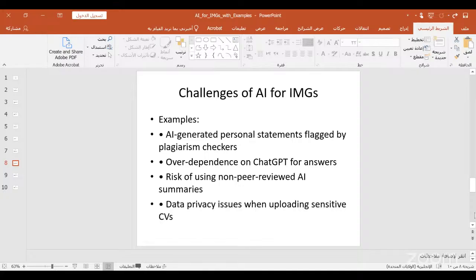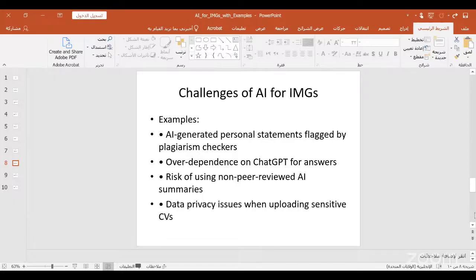Data privacy issues when uploading sensitive CVs, and this is very important. Do not upload your CV directly into AI tools to generate it. There are now a lot of AI tools for generating CVs, and what they do is ask you to insert your own information.